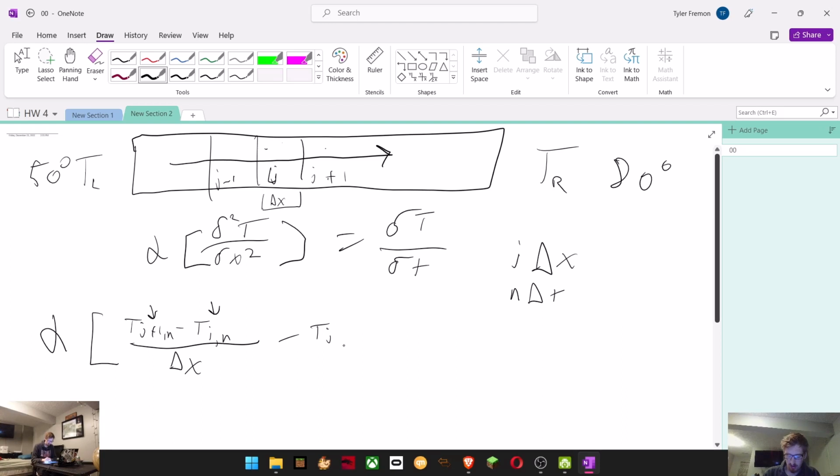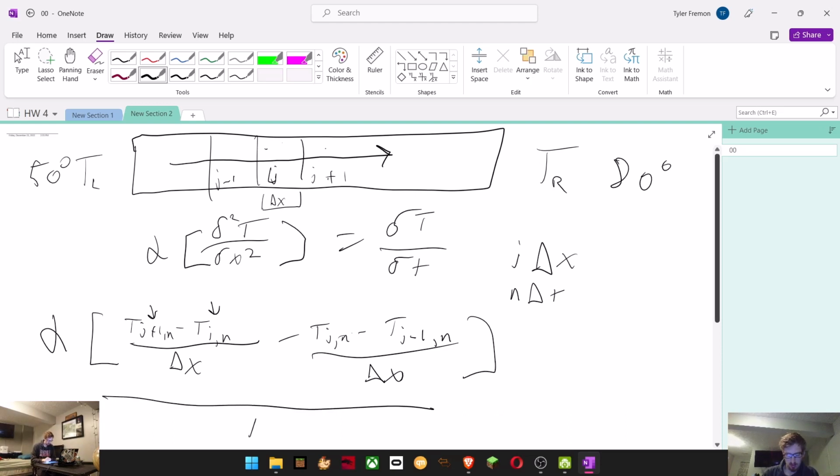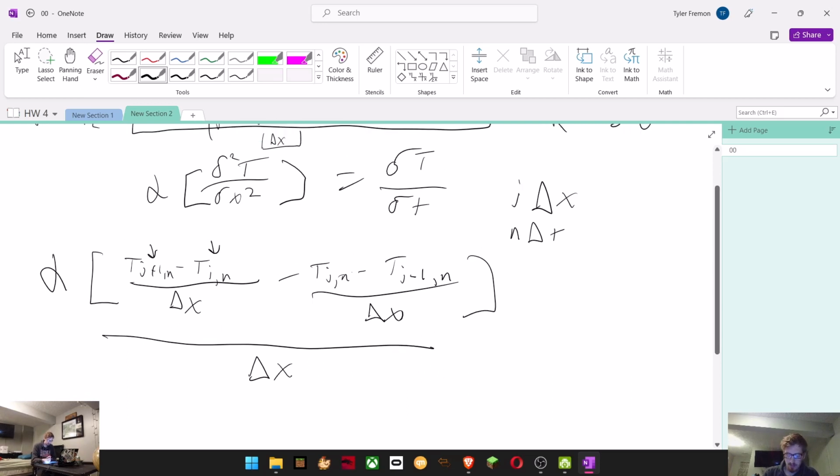So we're going to have Tj comma n minus Tj minus 1 comma n, all divided by delta x. And then this is all over our position increment. And I'm just going to simplify this. So we have the same terms here, and really these are delta x squared. We have these two terms that are the same.